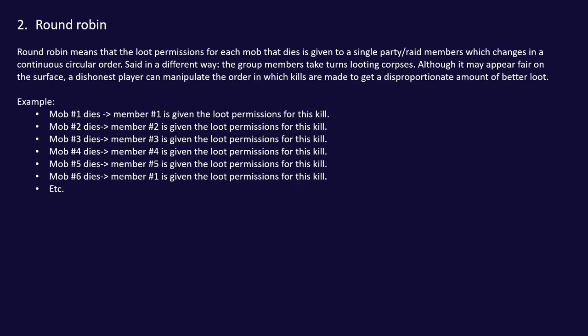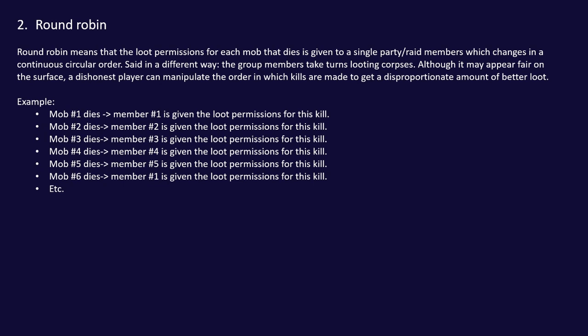Now, round robin is when the loot permission for each mob that dies is given to a single person in the group, and that changes in a continuous circular order. So, to say that in a different way, the group members will take turns in looting corpses. So, the loot or the kills are assigned one by one through the entire group.